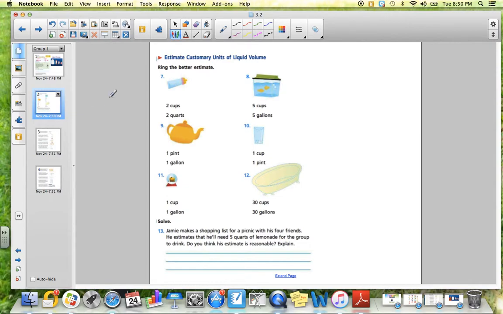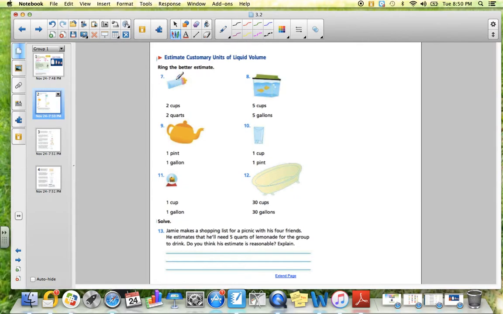All right, welcome back, kids. We are on page 164 of your SAB. We are going to be estimating customary units of liquid volume. It says ring the better estimate. I think it means circle the better estimate. That's what we're used to. Okay, so number 7, circle the better estimate.